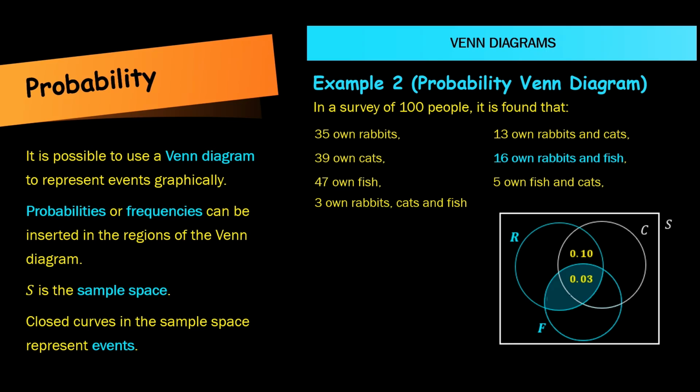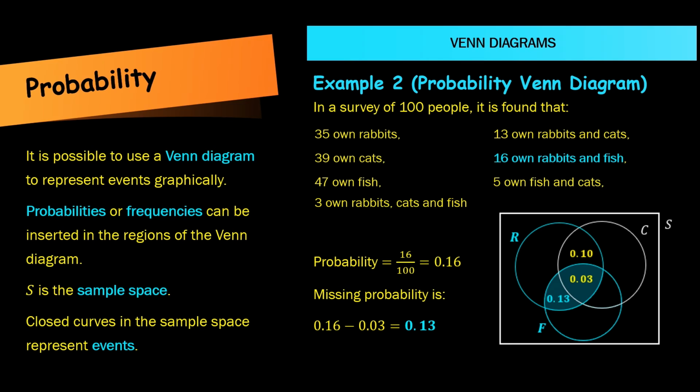And now for the rabbits and fish intersection, we have that 16 people own rabbits and fish. So the probability is 16 out of 100, which is 0.16, and the missing probability is 0.16 minus 0.03, which is 0.13, and that goes in the shaded area as shown.